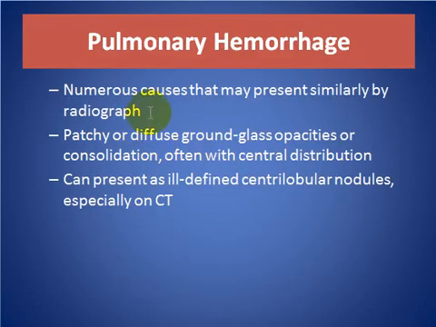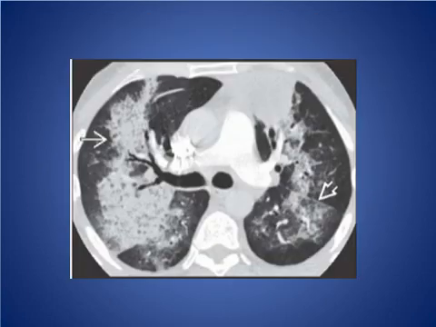Pulmonary hemorrhage has numerous causes that may present similarly by radiograph. Patchy or diffuse ground glass opacities or consolidation, often with central distribution, can present as ill-defined centrilobular nodules, especially on the CT scan.